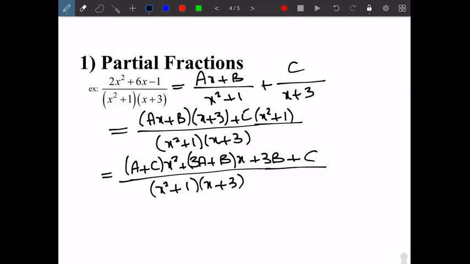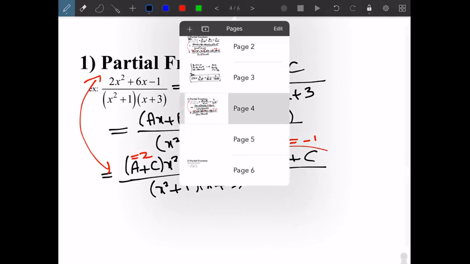So over here, equating the numerators of these two fractions, since they have the same denominator, a plus c is 2, 3a plus b is 6, and 3b plus c, the constant, is negative 1. So consequently, we obtain this system of equations: a plus c equals 2, 3a plus b equals 6, and 3b plus c equals negative 1.